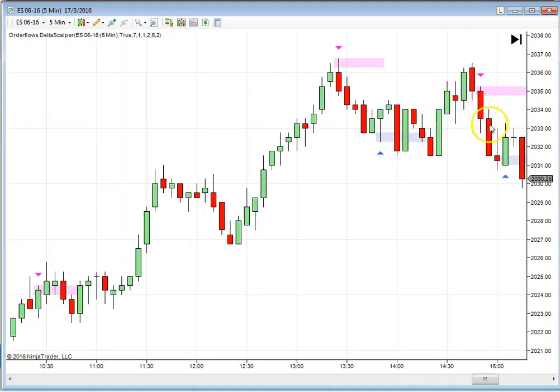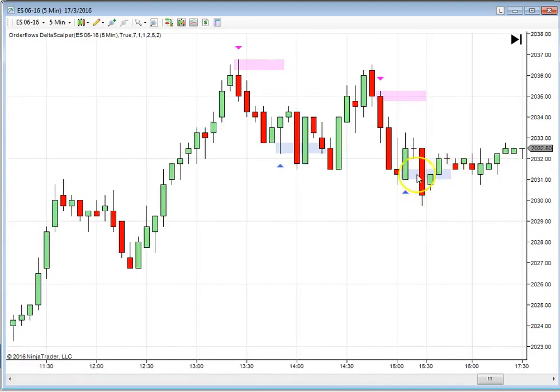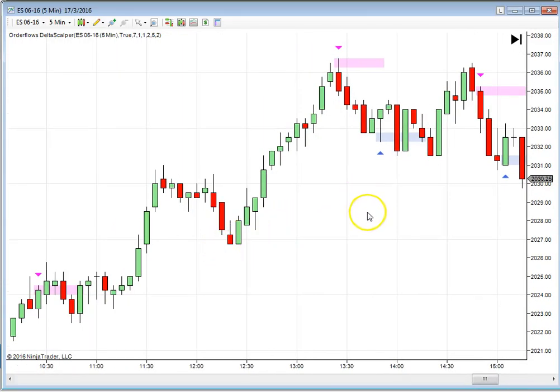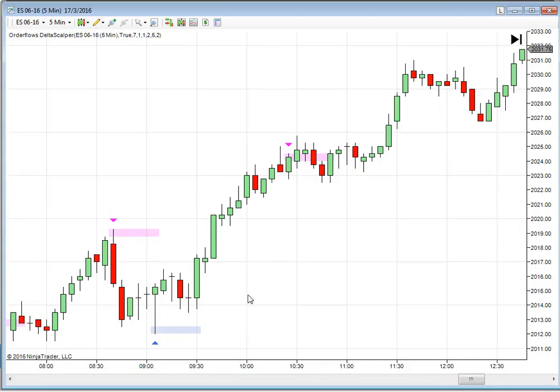Here's another one that came off, 2 or 3 points, but it's going into the close. It's around the cash close at this point. I'm not usually looking to trade around that time, but still, it's catching some of the nice moves and even some of the smaller intraday moves. I mean, this was a beautiful move if you could have got in on it.